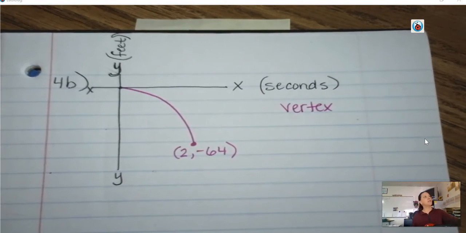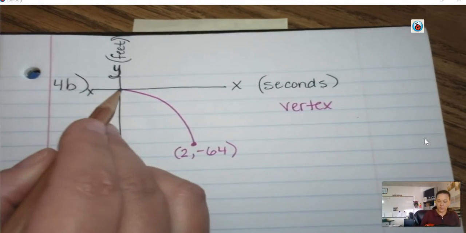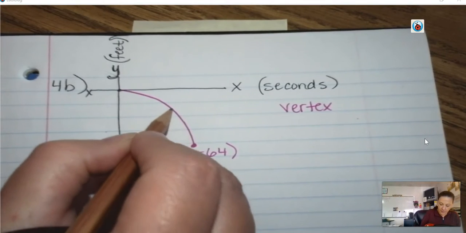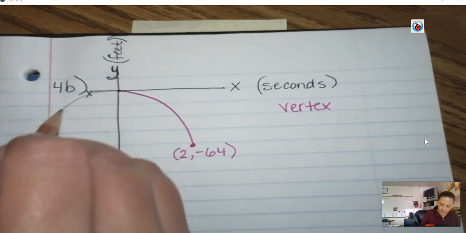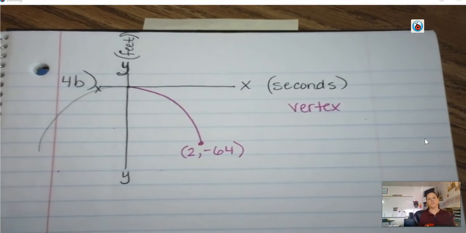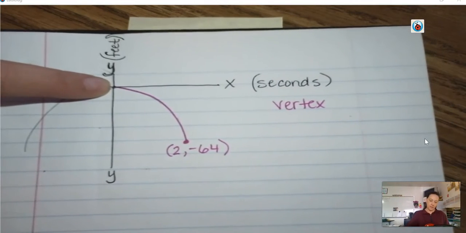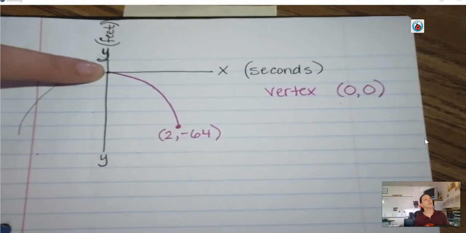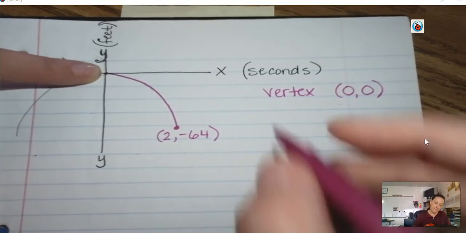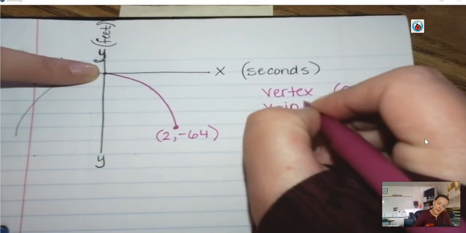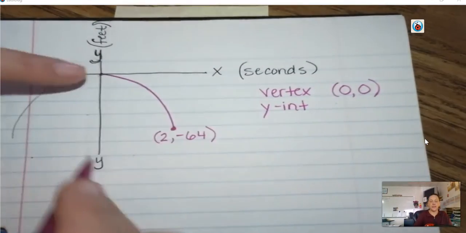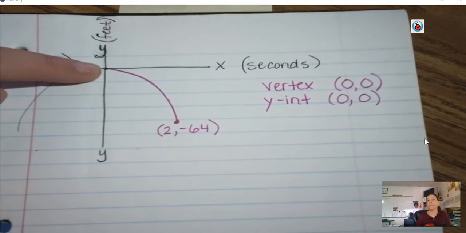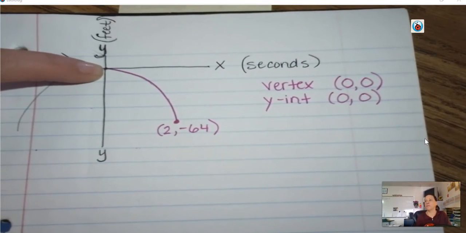So the parabola, it's only showing you half the parabola, because really right here, you're holding onto the rock. But if you imagine the rest of that parabola, it would be like this. So the vertex is right here at 0, 0. And that's when you're holding on to the rock. The y-intercept, so find your y-axis. This graph hits the y-axis also at 0, 0 again. That's when you're holding the rock and you haven't dropped it down the well yet.